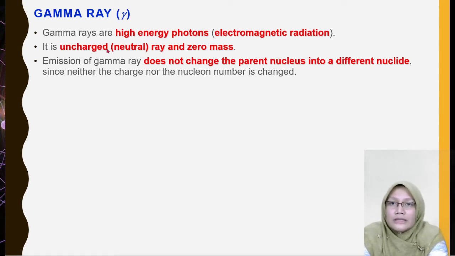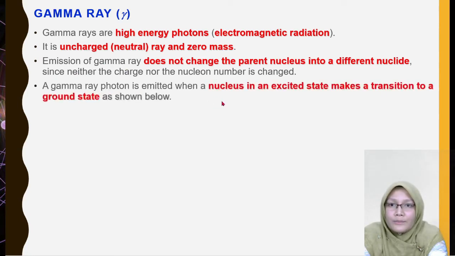Okay, gamma is neutral, uncharged and zero mass, maksudnya dia tak ada jisim. Emission of gamma ray does not change the parent nucleus into different nuclei, since neither the charge nor the nucleon number is changed. Okay, a gamma ray photon is emitted when a nucleus is in excited state, making a transition to a ground state.